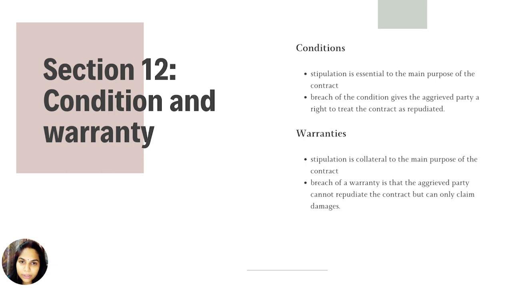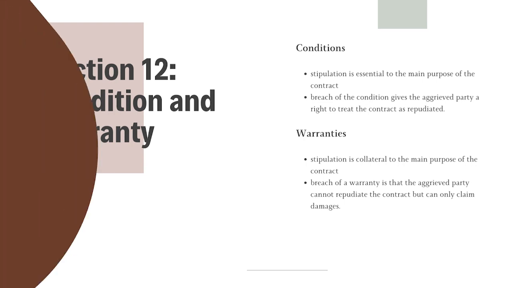But in case of warranty, it's also a kind of provision present under a contract. But the moment the warranties are breached, the remedy available to the aggrieved party is damages, right? So in cases of violation or breach of warranties, the parties cannot entirely repudiate the contract, but they can only claim damages, right? So this is the difference between condition and warranty.